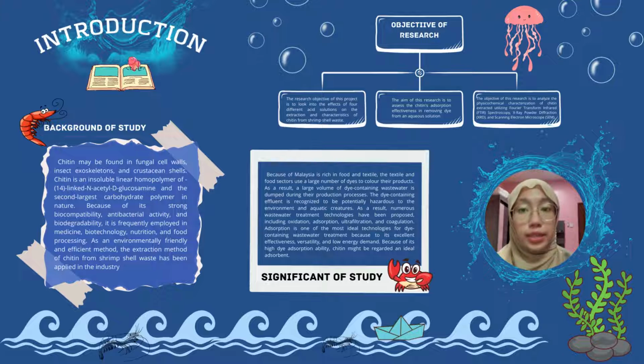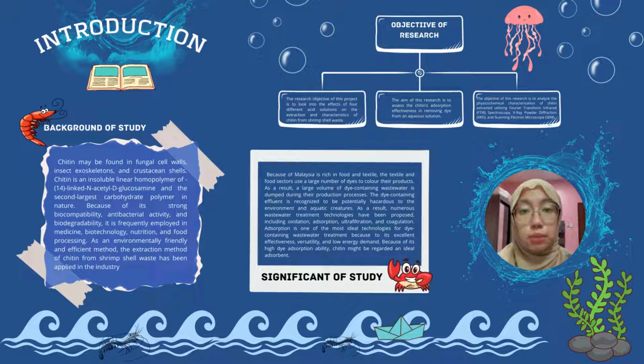As an environmentally friendly and efficient method, the extraction method of chitin from shrimp shell waste has been applied in the industry. In industry, chitin has been produced mainly as a potential adsorbent for wastewater treatment. There are two types of chitin production, which are biomass to produce chitin and extraction method.